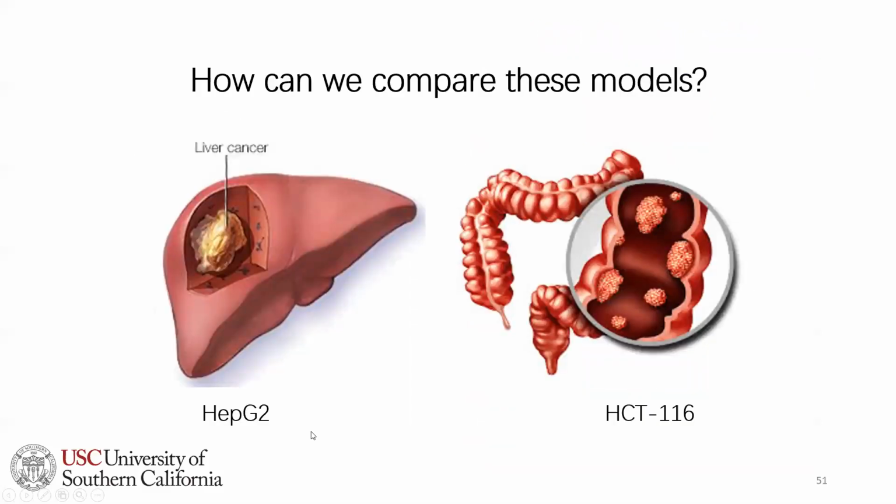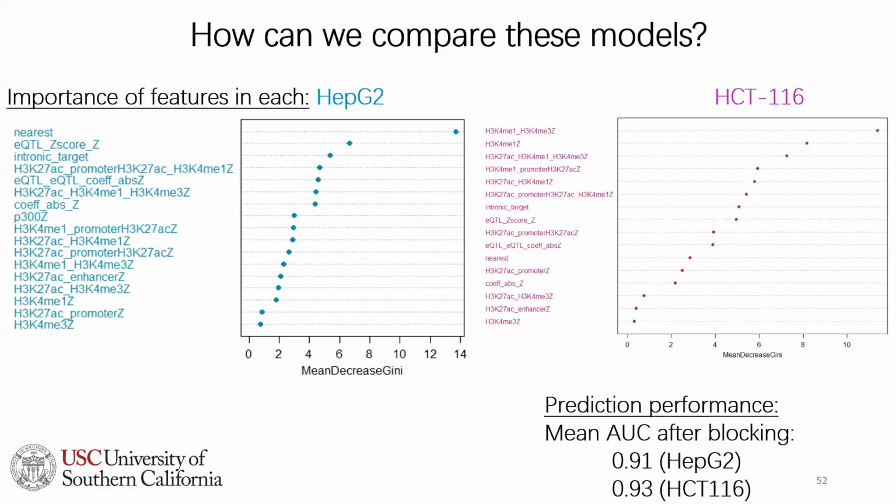And so I think naturally the next step is, you want to compare these models. They both performed really well and with similar feature data. So let's see, how can we compare them? Definitely we are curious to look at the difference between which features were important to which models. On the left we have HepG2 and on the right we have HCT116. It's interesting to see, given those two different training sets, what variables seem to be most important. And we can also look at prediction performance, like the mean AUC after blocking, which was 0.91 for HepG2 and 0.93 for HCT116.